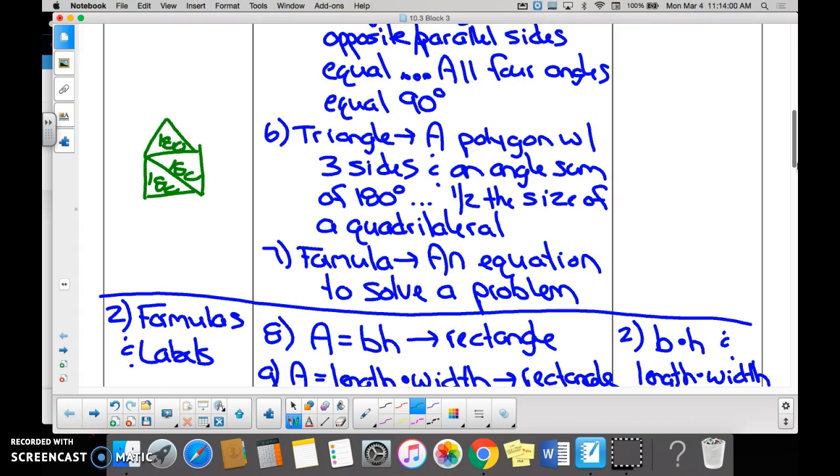Yeah. And 180 and 180 and 180 gives us 540. 540. And if we were going to use the angle sum formula for the pentagon, we would use 180 times n minus 2, right? How many sides are in a pentagon? 5. So it would be 180 times 5 minus 2. So how many triangles are in that pentagon? What's 5 minus 2? 3. You see that? Yeah. Excellent.